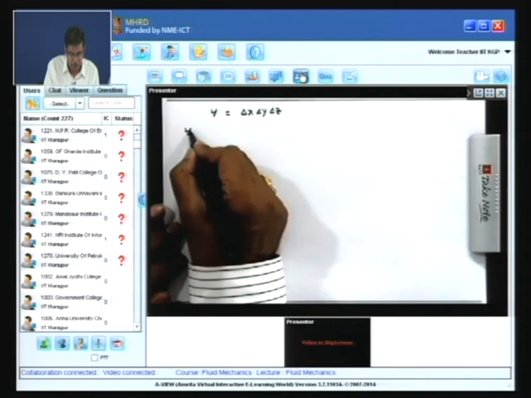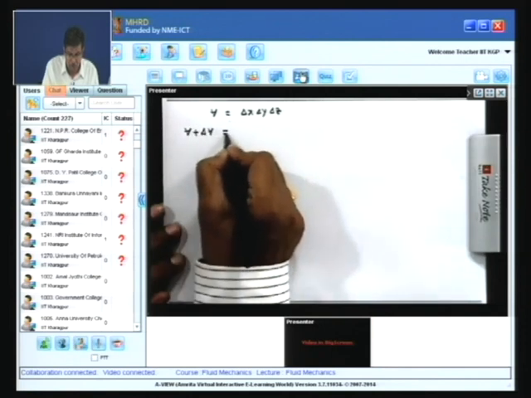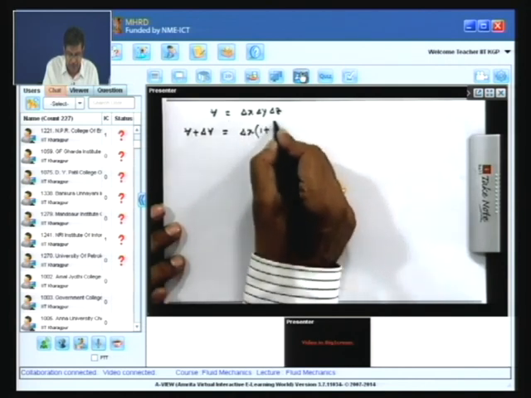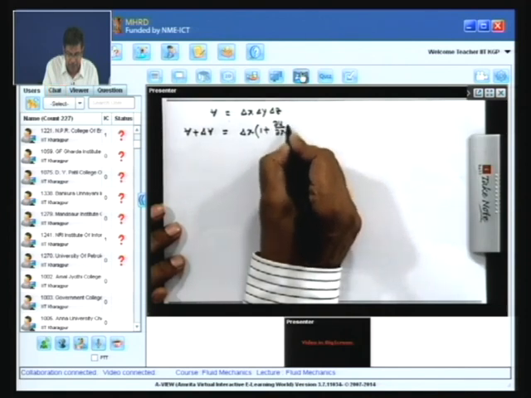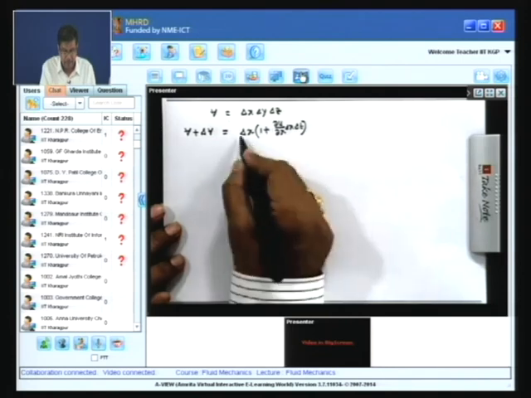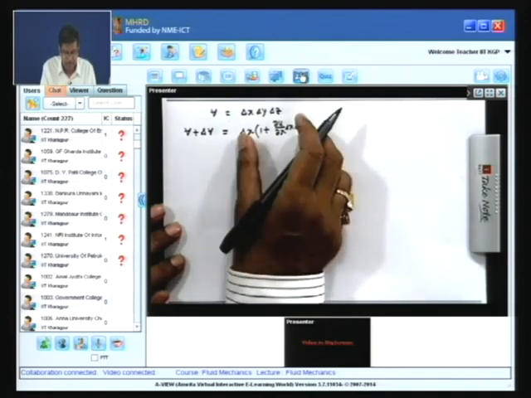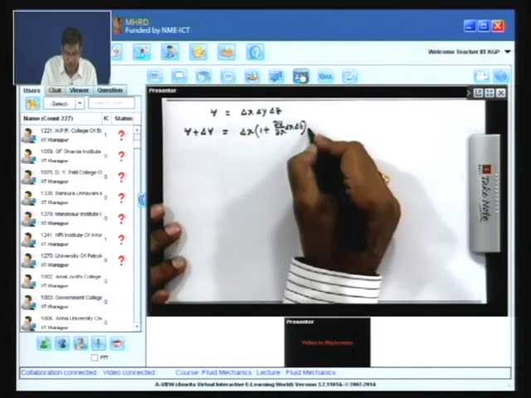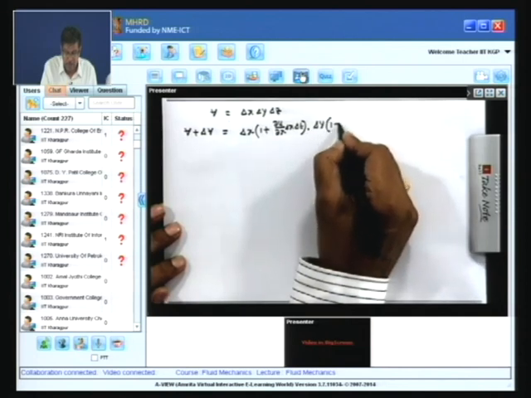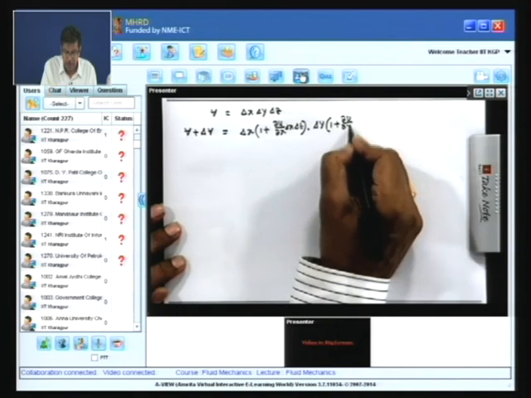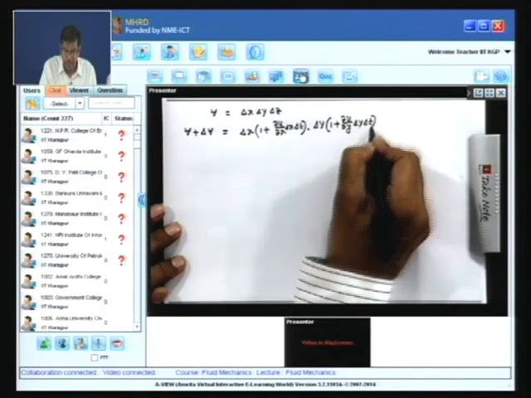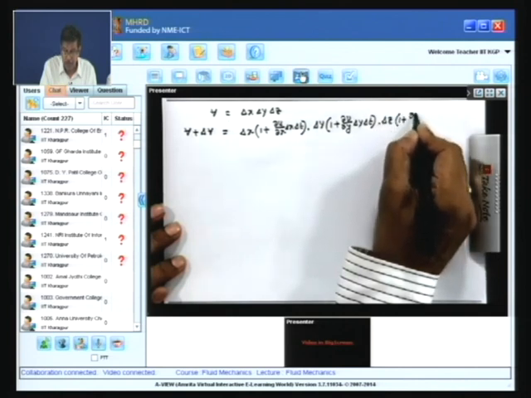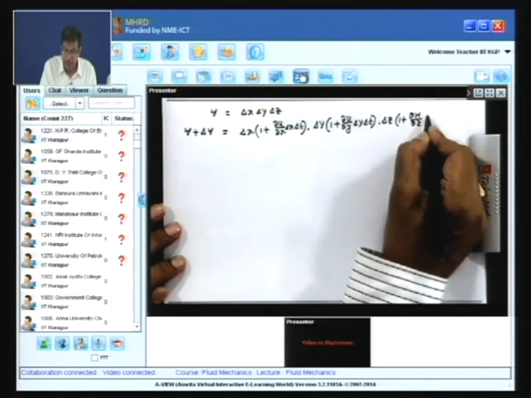Let us consider the volume changes by delta v. So the final volume will be delta x into 1 plus del u del x delta t. We have already done it. This is the elongation, the total elongated length in the x direction, into the y direction. The elongated dimension in the y direction is 1 plus del v del y delta t into del y. And similarly, the elongated dimension in the z direction is 1 plus del w del z delta t into del z.